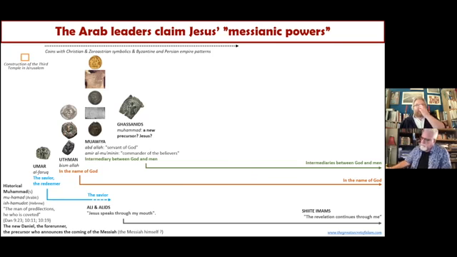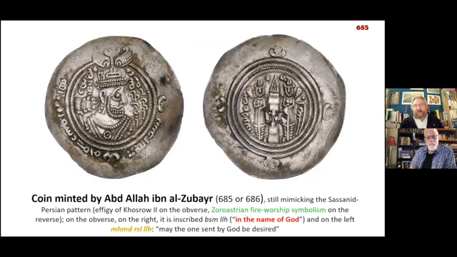And this hypothesis, I think, is relevant, but not as relevant as the hypothesis of a new precursor, someone new who announces the coming of the Messiah. And I think the answer to this question lies with another coin, which appeared almost during the same time, which was minted by Abdallah ibn al-Zubayr.